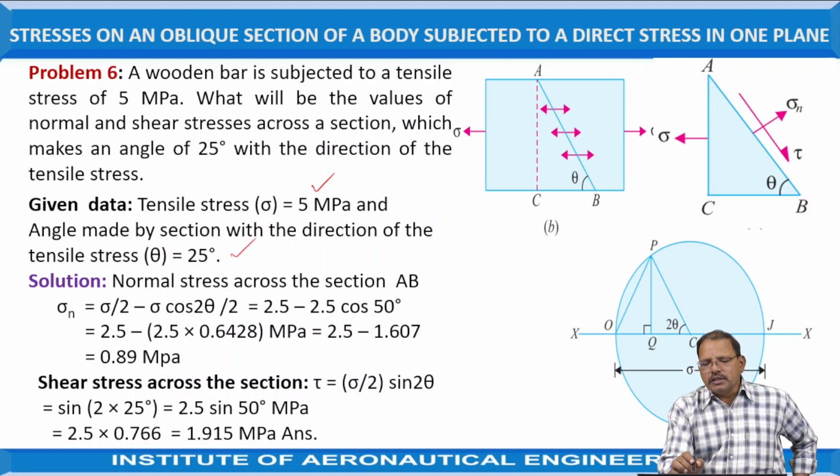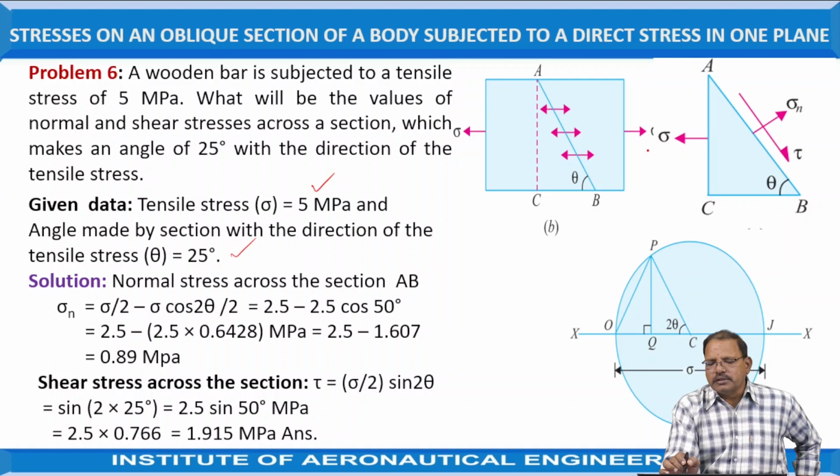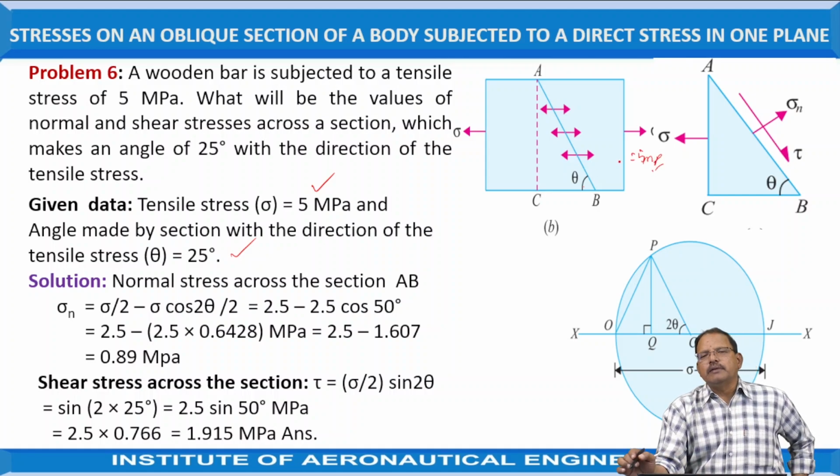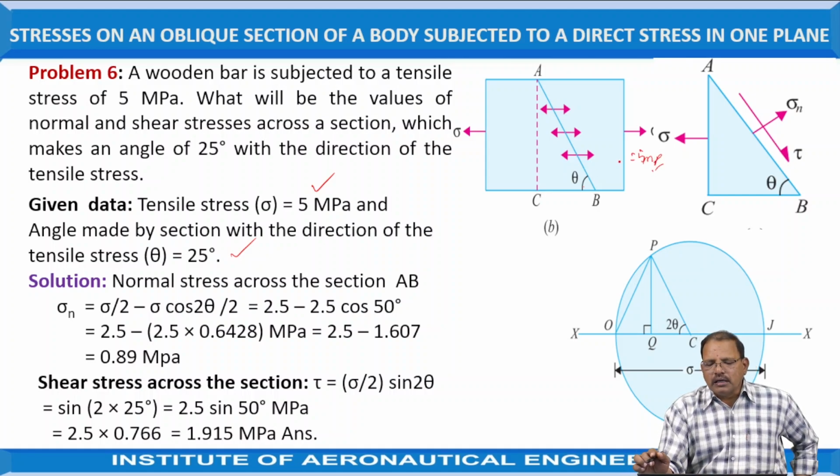These are represented in a figure like this. This is an object plane figure having uniform cross section. It is subjected to a direct stress sigma, which is equal to 5 megapascal. Here theta, AB, is representing the oblique plane, making an angle of theta in the clockwise direction with respect to the x-axis.